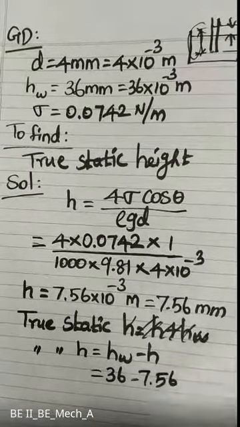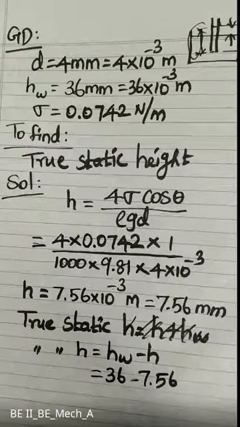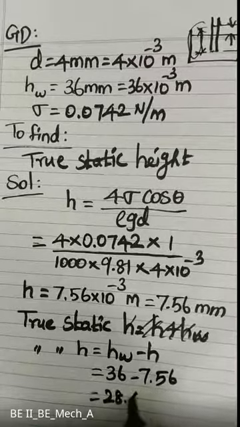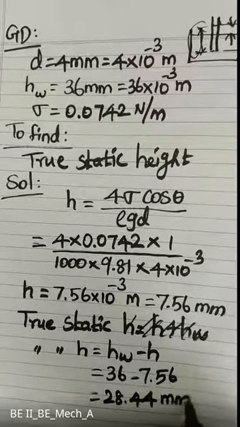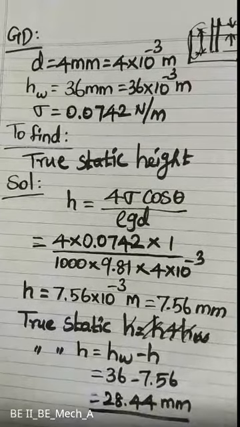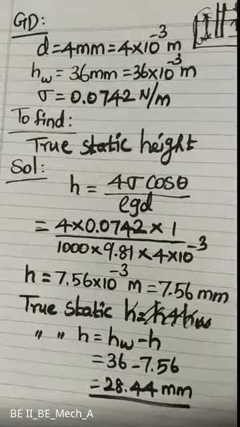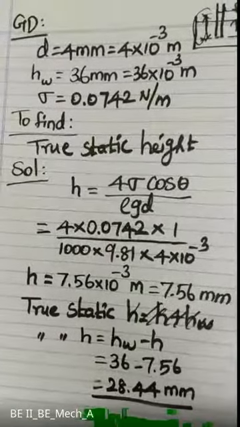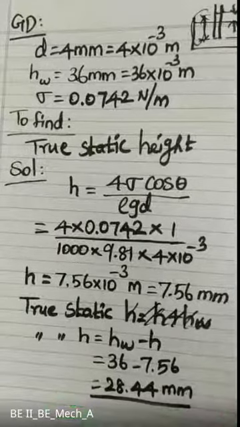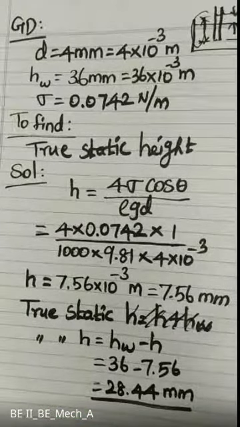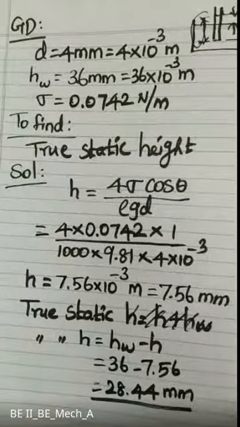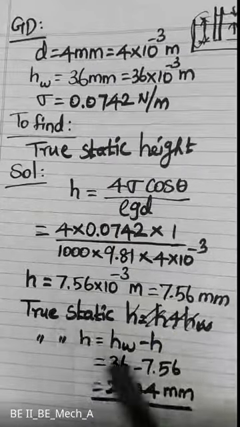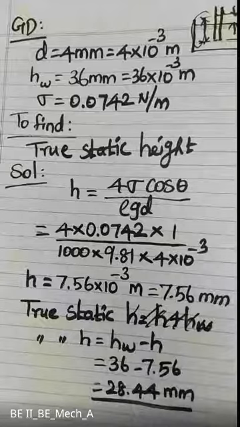So you'll be getting 28.44, right? So 28.44 millimeter. This is the true static height. Okay, so this is the true static height. So any doubts? Whether this particular formula is clear? Because we are just subtracting from the total height. That's it.